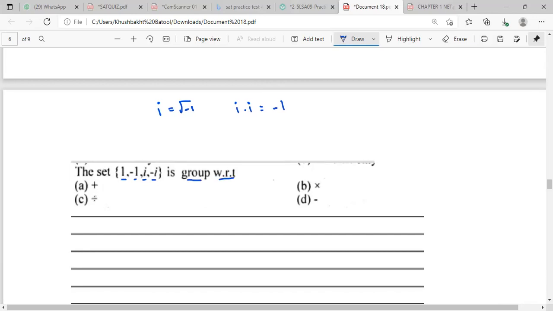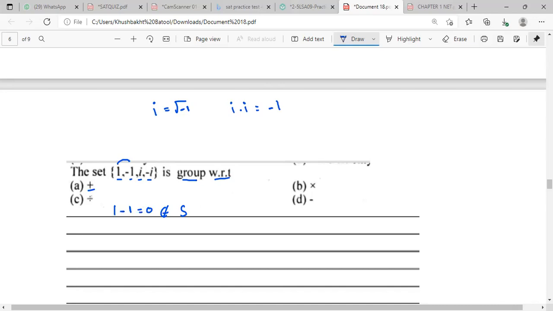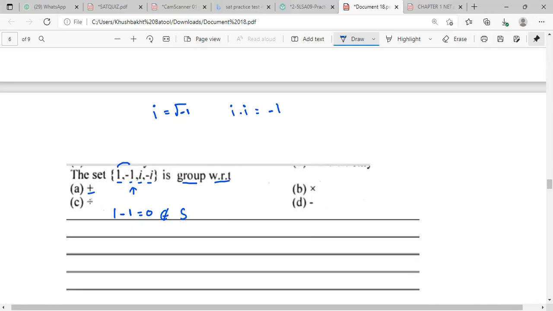The closure law should be satisfied, right? Let's talk about addition. If I'm adding 1 and minus 1, what is the answer? The answer is 0. 0 does not belong to this set. Do we have 0 in this set? No, we cannot. So for a group, we had 4 properties: number 1, it should be closed; number 2, associative; number 3, inverse elements; and number 4, identity element, right?